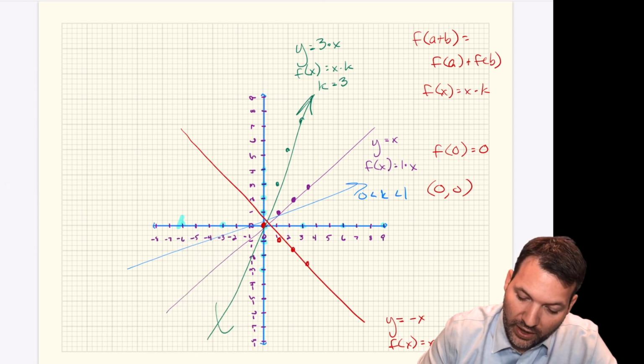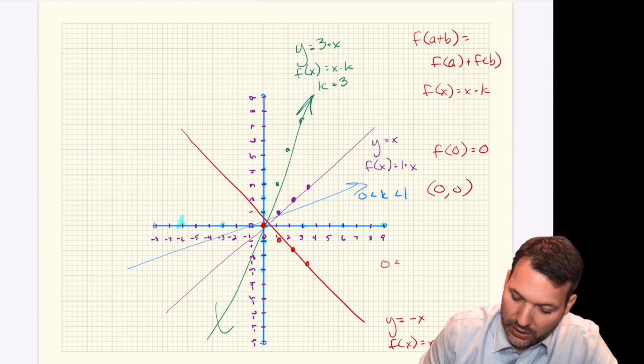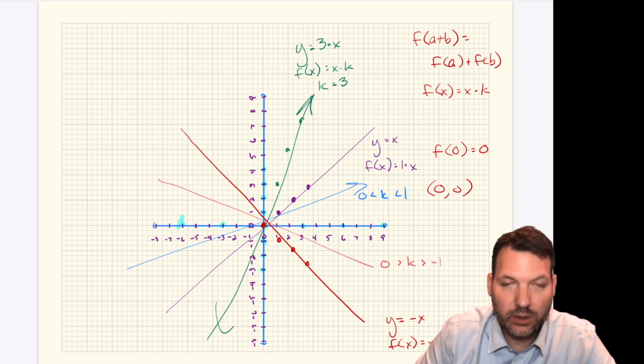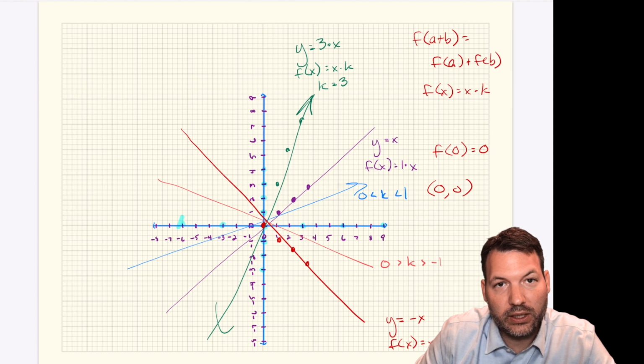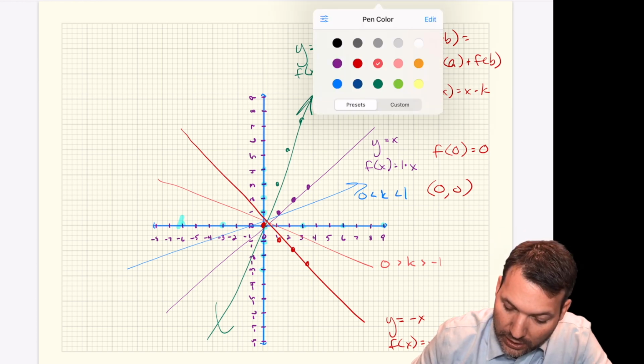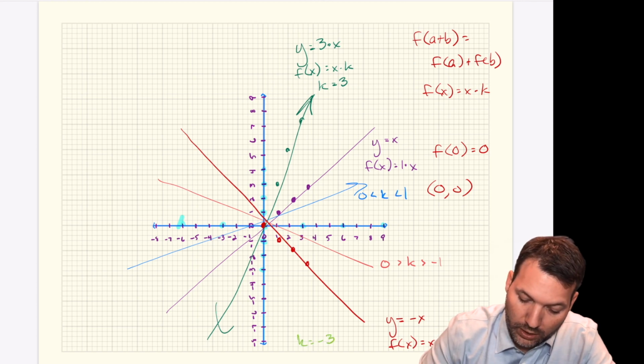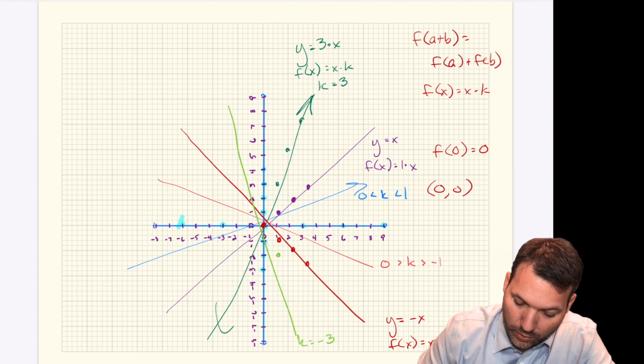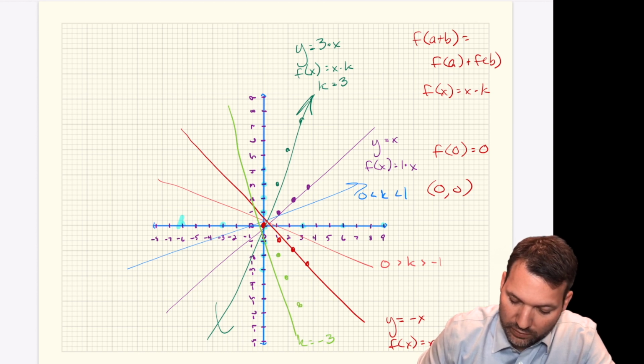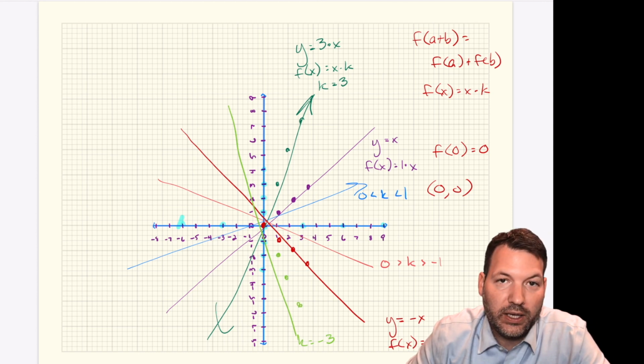Again, all the k values where it makes a more shallow line would be, I'm getting that backwards, would be between 0 and negative 1. And so that would be something like negative 1/2 times x. Finally, if we have some large negative value, something like k equals negative 3, that's going to relate numbers over here, 1 to negative 3, 2 to negative 6, 3 to negative 9, and so on.